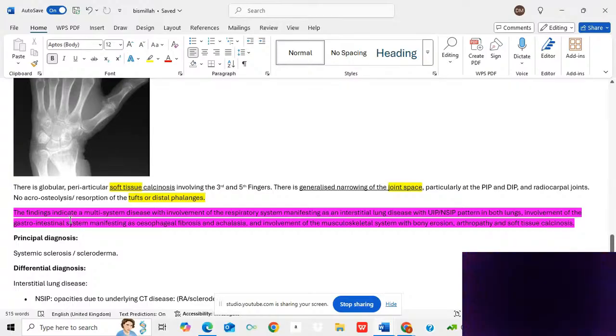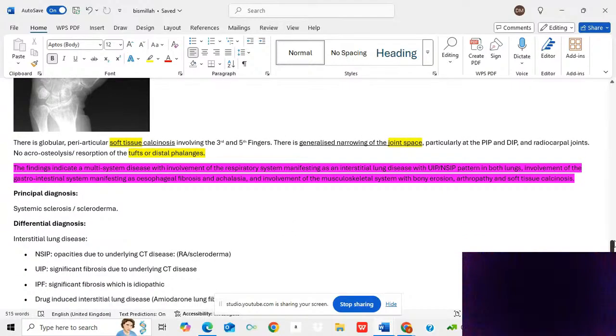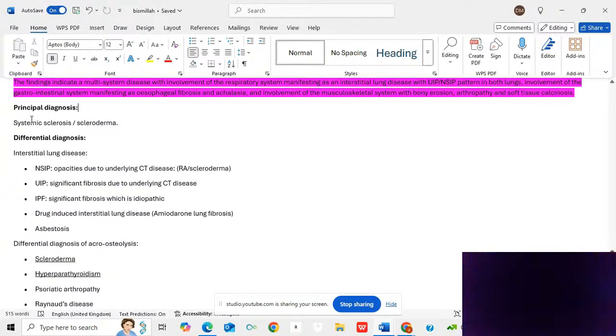So the findings indicate a multi-systemic disease involving multiple systems. The principal diagnosis is systemic sclerosis or scleroderma. Then the differential diagnosis.